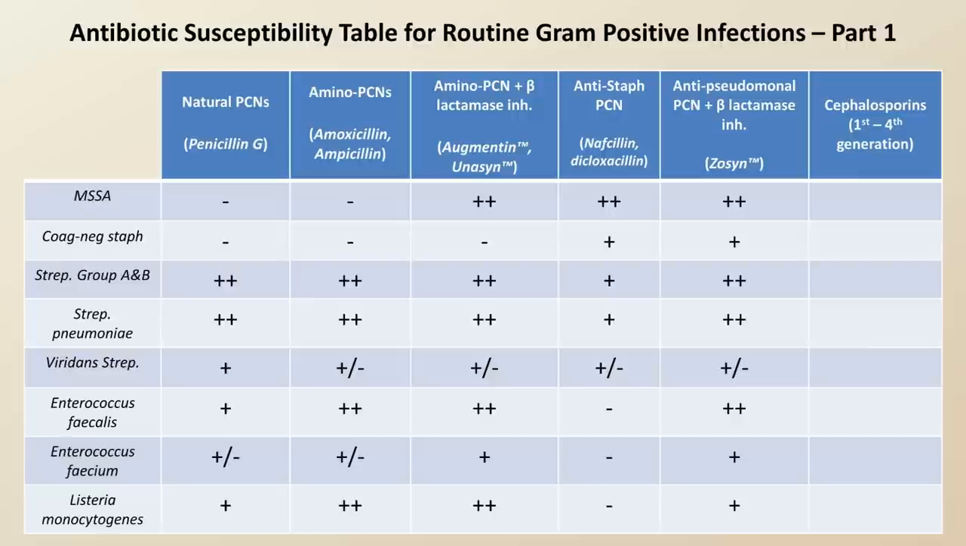Cephalosporins vary substantially in their gram-negative and anaerobic coverage, but for the most part, their gram-positive coverage is fairly similar, with only a few minor differences between individual drugs. Cephalosporins tend to have excellent MSSA and strep coverage, including Viridans strep, but have less reliable coverage of coag-negative staph and have absolutely no coverage of Enterococcus or Listeria.